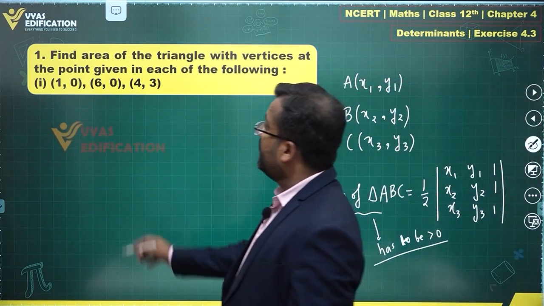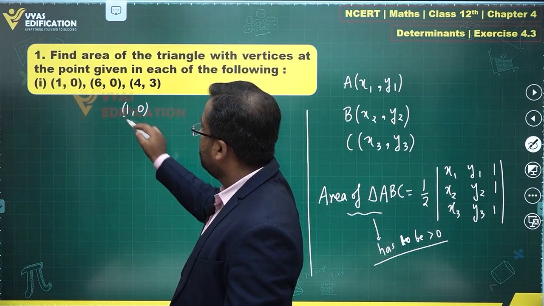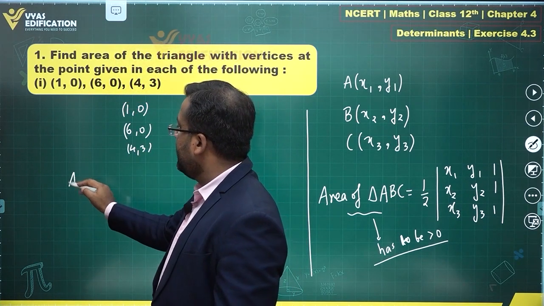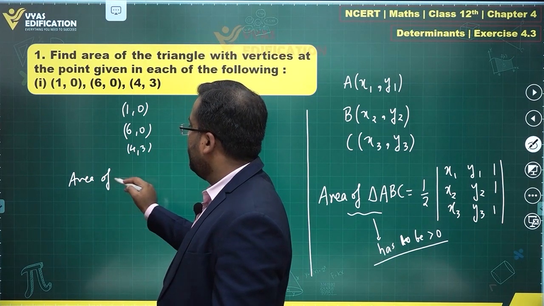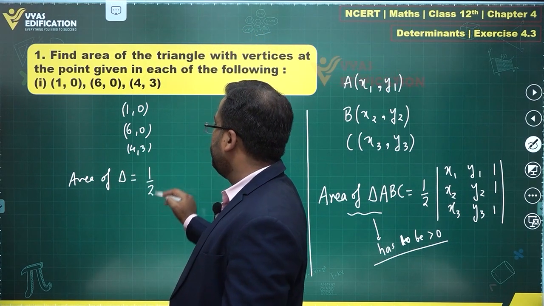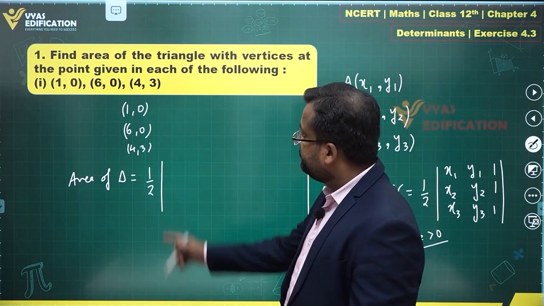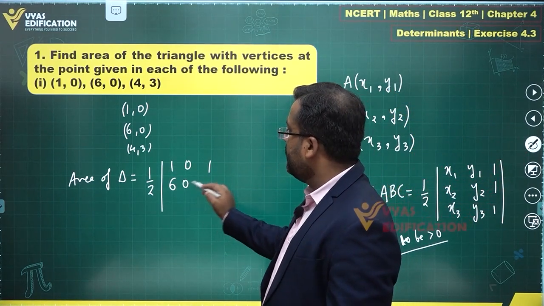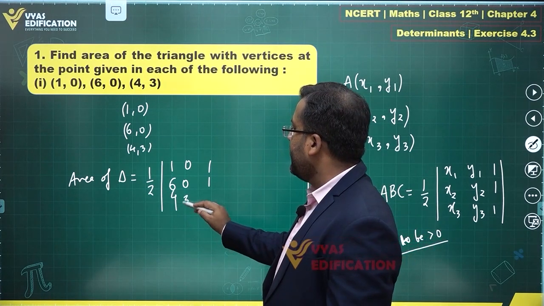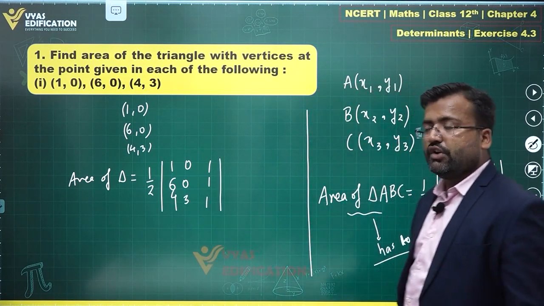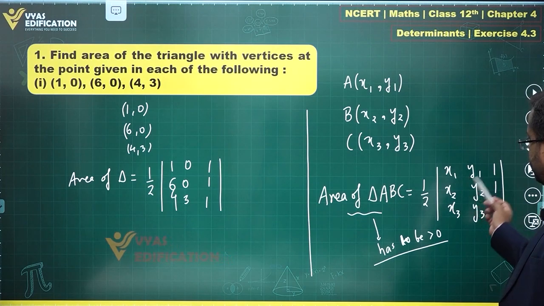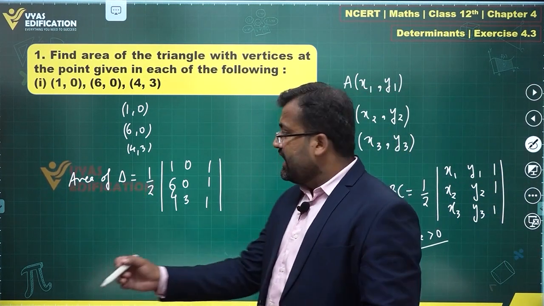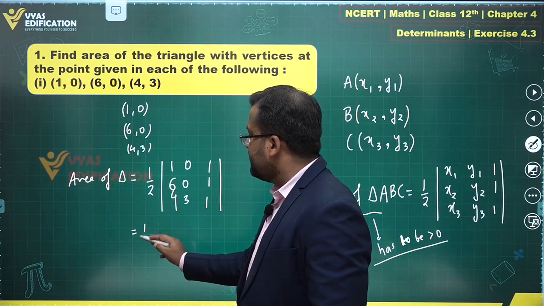We are given the vertices 1, 0, 6, 0, and 4, 3. So area of triangle will be equal to what? Half of the determinant will be 1, 0, and you have a 1, 6, 0, and you have a 1, 4, 3, and you have a 1 over here. And this is what you'll have. You have 1, 1, 1 over here, x1, y1, x2, y2, x3, y3, and you have a half multiplied over there. What else? We are simply supposed to solve this determinant. This is half, which is okay.